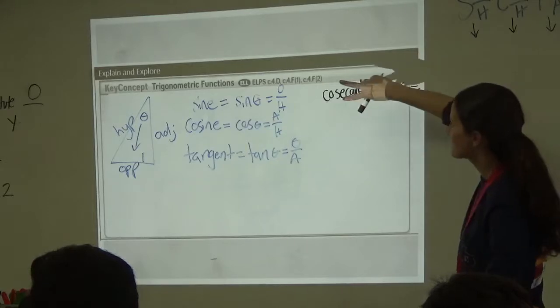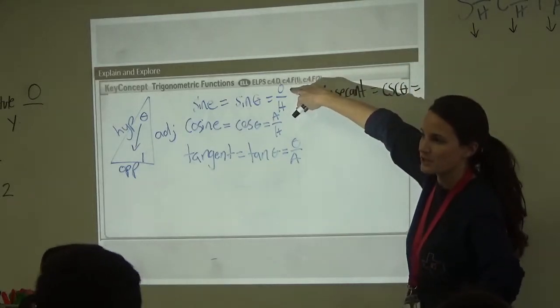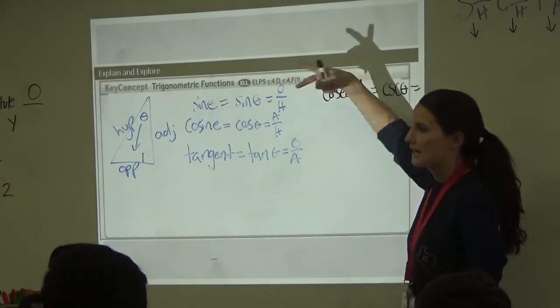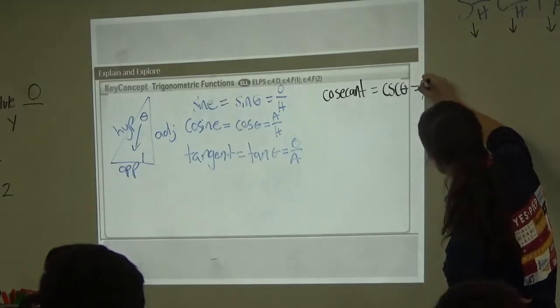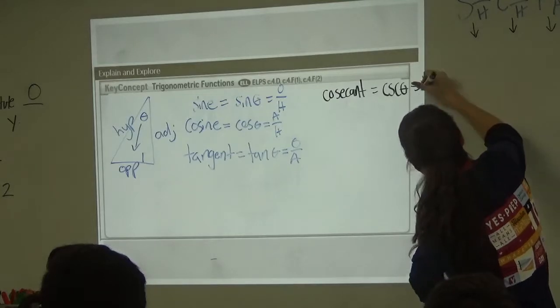And it is the reciprocal, so instead of opposite over hypotenuse, we would have hypotenuse over, I can't write, opposite.